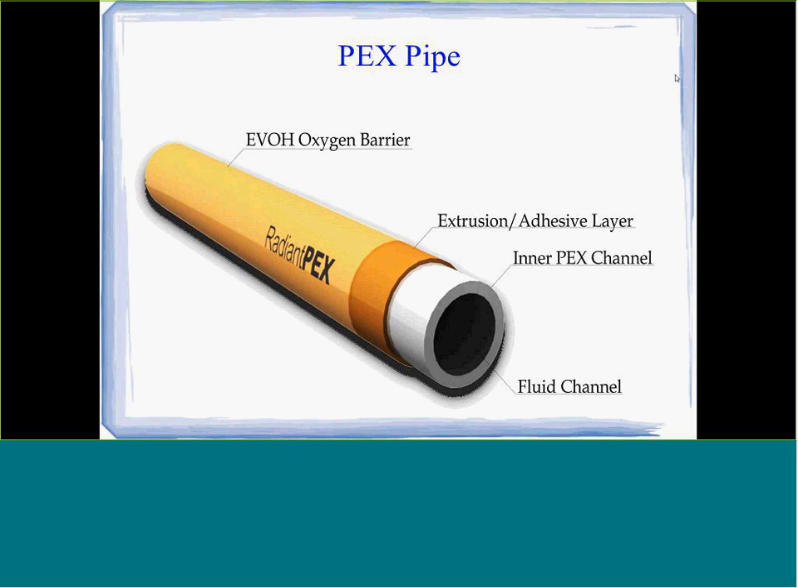A common example of an EVOH barrier would be a bag of potato chips. When you try to open a bag of potato chips, you have to pull really hard to get it open, and that EVOH layer inside the bag keeps the oxygen out of the chips and keeps them from going stale. So we're trying to keep our water in our pipe from going stale and causing corrosion and airlocks. PEX pipe is basically just PEX and the O2 barrier.